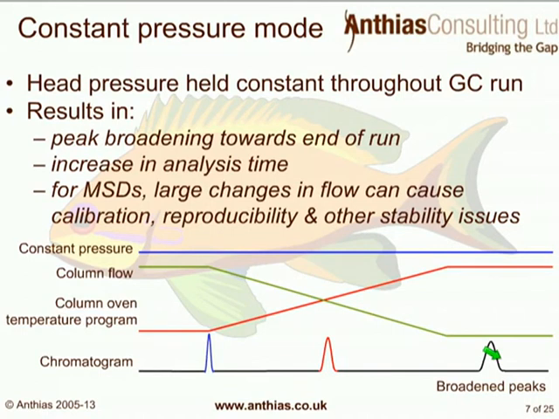Also, with mass spectrometers, large changes in flow can cause calibration, reproducibility, and other stability issues. So therefore, we don't want a large change in our carrier gas flow rate into the mass spectrometer.